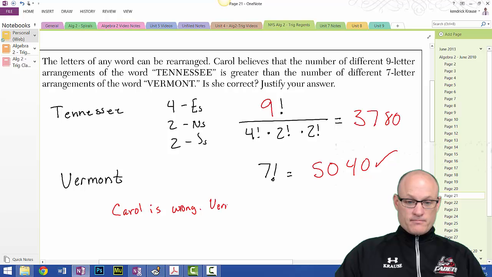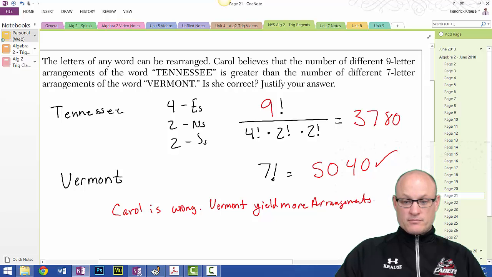Vermont yields more arrangements. Something to that effect. And you can go in as much as you want, but that's good enough. Carol is wrong, and your justification is the math.